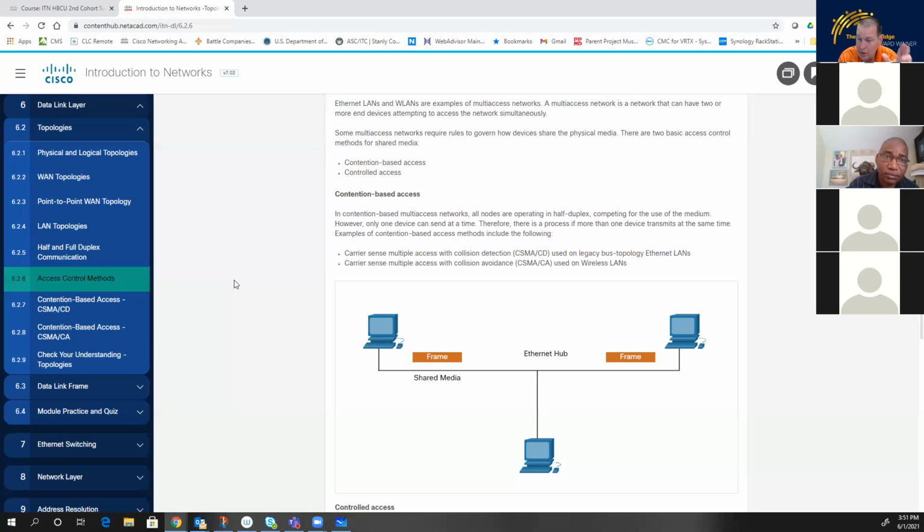If the link is open, it sends. There's still a possibility of collisions. If there is, you have your collision detection mechanism using the back-off algorithm. Traditional Ethernet bus-based legacy topologies use CSMA/CD.